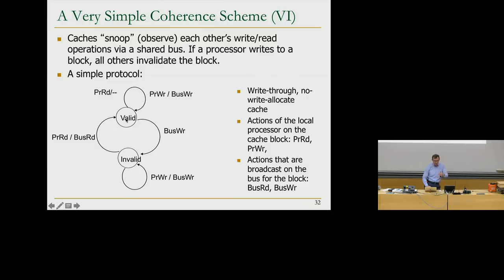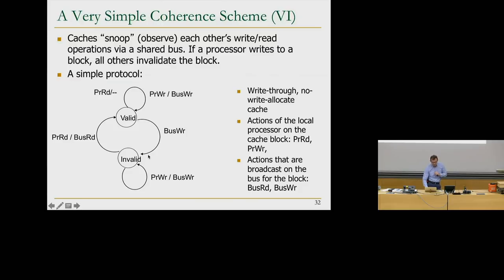So for example, this is the perspective of one processor. If it's writing to the block, that's valid. It writes to the block, stays valid, and then it sends a bus write signal at the same time. And this bus write signal gets broadcast to all of the other processors. Now let's look at the block from the perspective of some other processor. If the block is valid and it receives a bus write signal, it invalidates the block. It says, I received a bus write signal. That means that some other processor is writing to it, so I'm going to get rid of this copy. Basically, set the valid bit to zero.